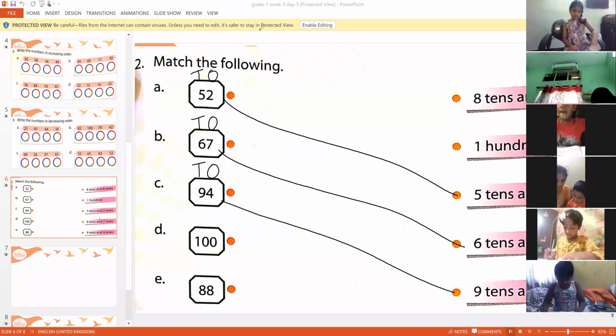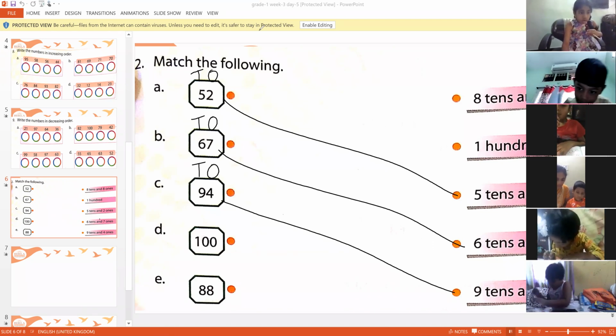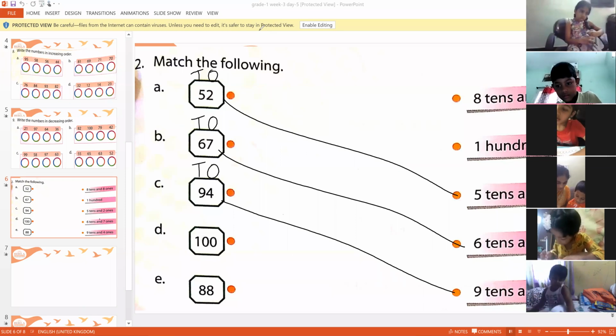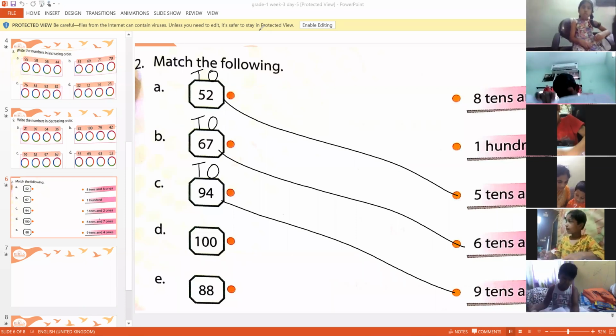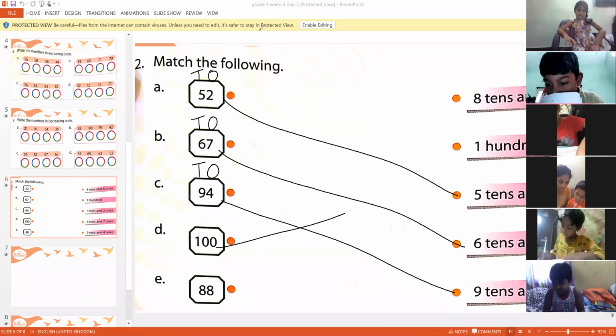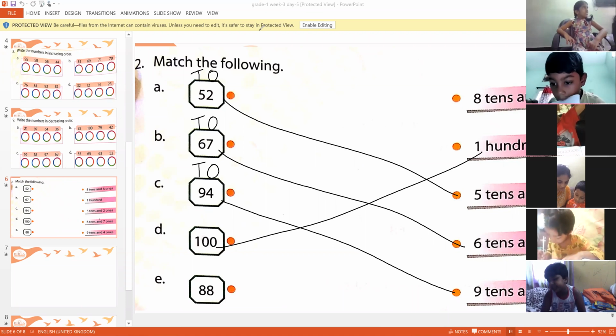Okay. Now the next number is 100. Janvi, you tell me. Where you will match this number 100? Very good. You will match it with 100 here. Very good, Janvi.